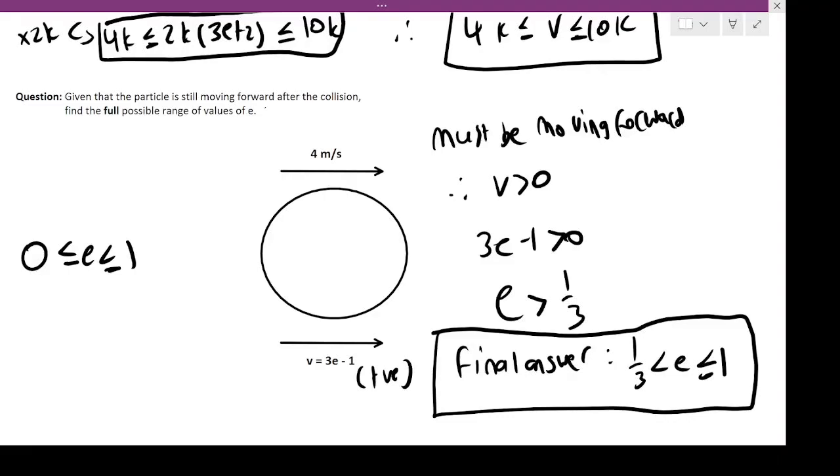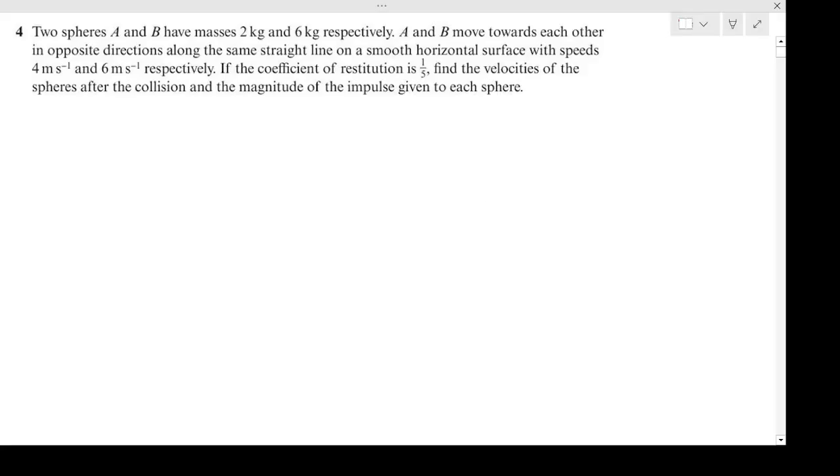Okay, so there we are. Hopefully happy with that. Again, you have to remember this inequality for E. Okay, but there we are. Okay, so this is my first question here then.